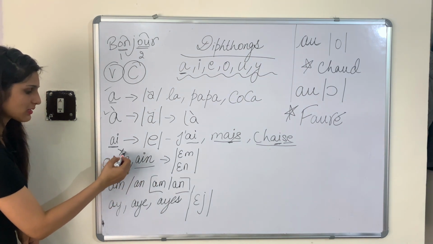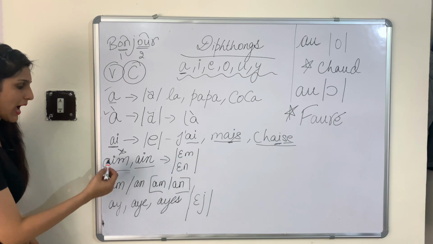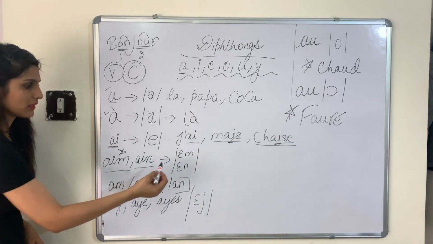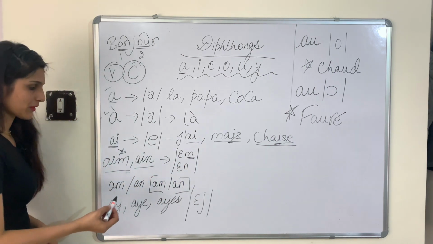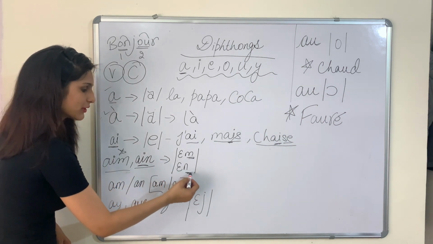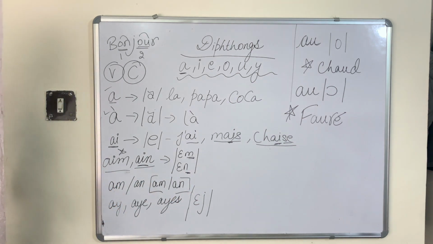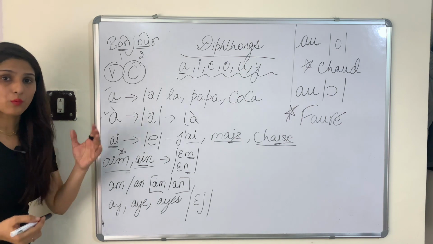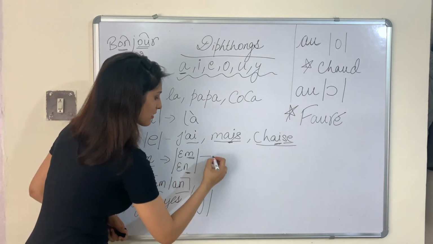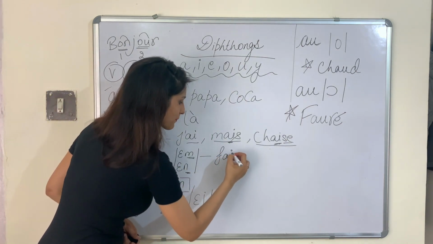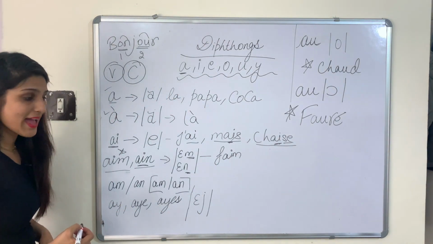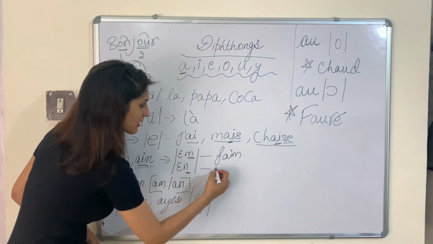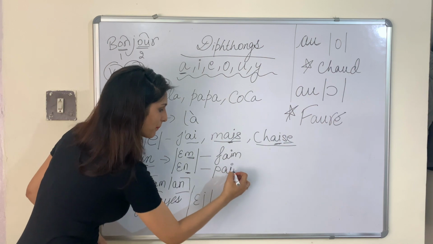For this, this is our phonetic sign. For this one, we have our phonetic sign. Now let's make words. I've got fin. With this one, we've got pain.